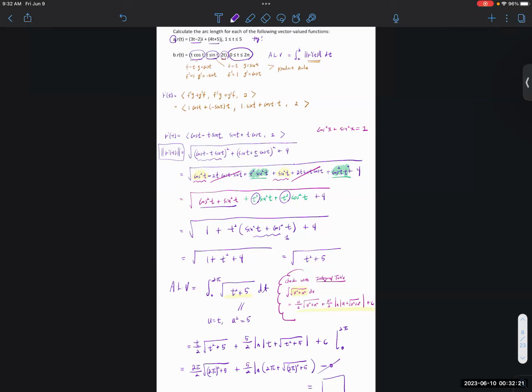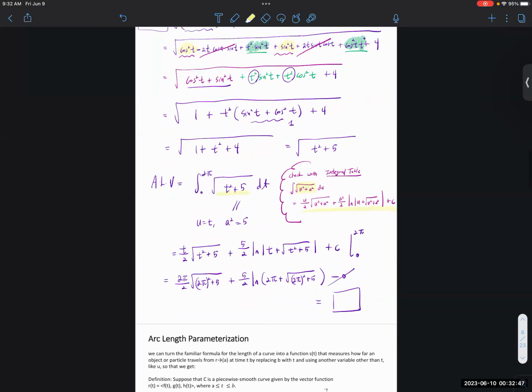So letter B, we are doing the same thing. We are looking for the arc length of the vector valued function, especially when you have 3 components. So the formula is this, right? So I took the derivative of the r vector, and the magnitude of the derivative of the r vector, and then plugged into the integral to find the length from a to b. So this time it is 0 to 2 pi.